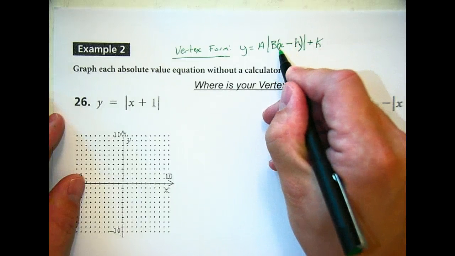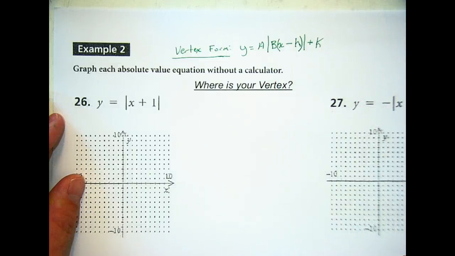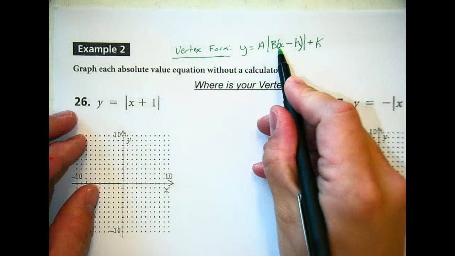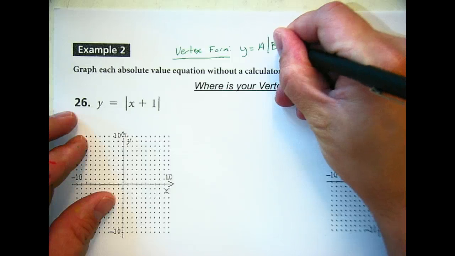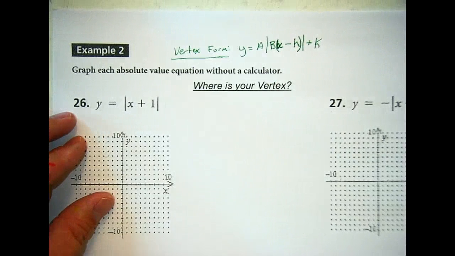What's in front of that x right now? B. What is it? How many say it's a 1? If you don't see anything in front of a variable, what's in front of it? A 1. There's a 1 in front of that x. So if it helps you to write a 1 right here, because that has to be 1 in order for it to be in vertex form, then write a 1 there.